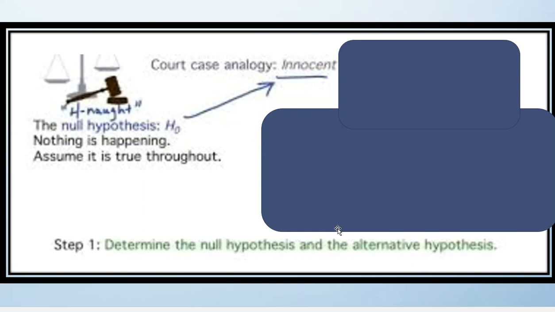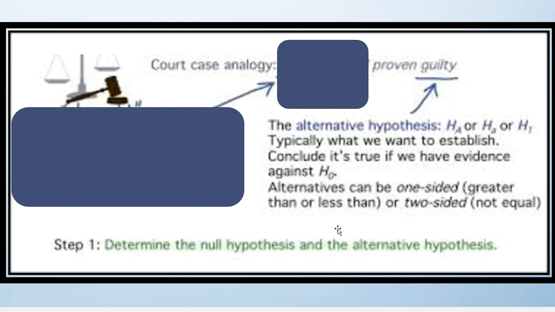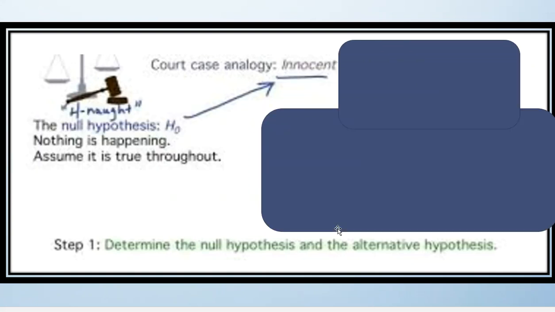So the null hypothesis is when we claim innocence, nothing is happening. The alternative hypothesis is when we're trying to prove that something other than the null is going on. All right, so let's take a look at one of these right here.